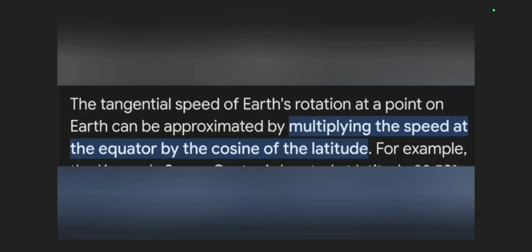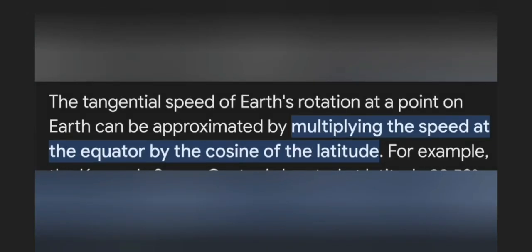It is claimed by some flat earthers that a plane would not be able to land due to the difference in speeds around the Earth. So, 1,000 miles an hour at the equator compared to the poles, that a plane would not be able to get up to speed in order to land. The tangential speed of Earth's rotation at a point on the Earth can be approximated by multiplying the speed at the equator by the cosine of the latitude.